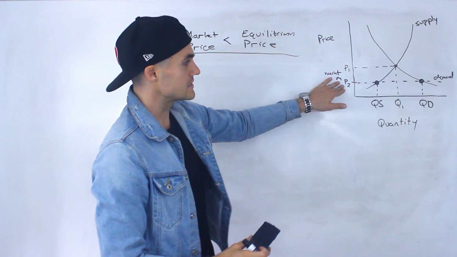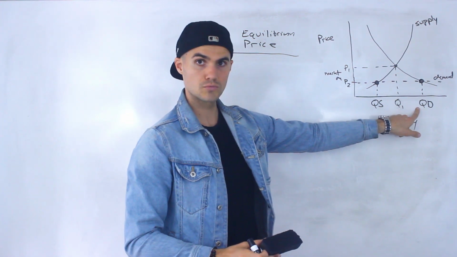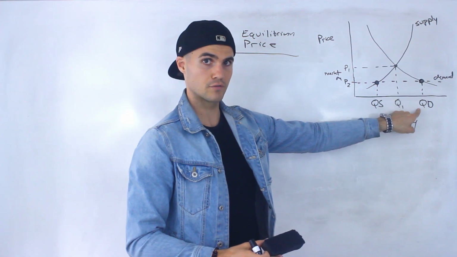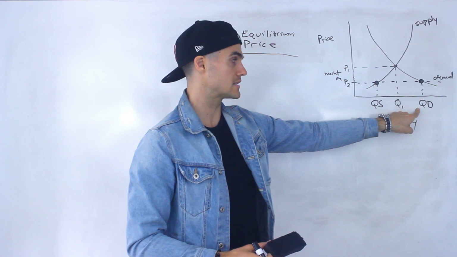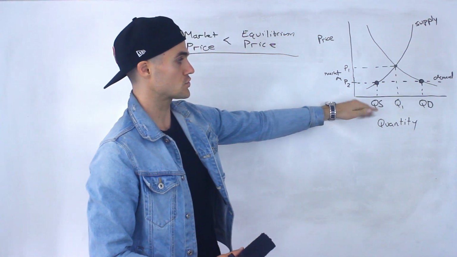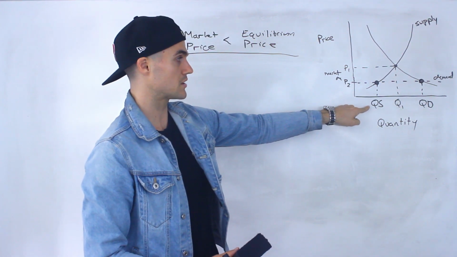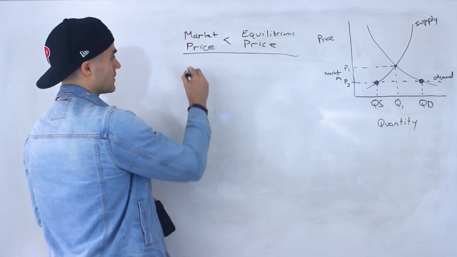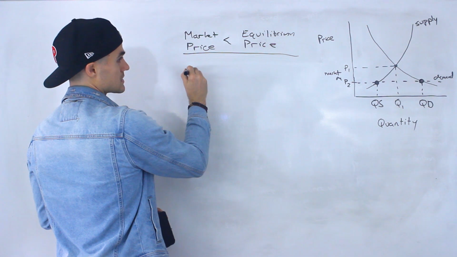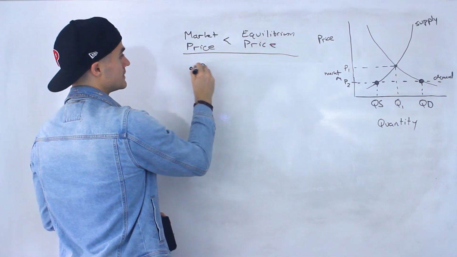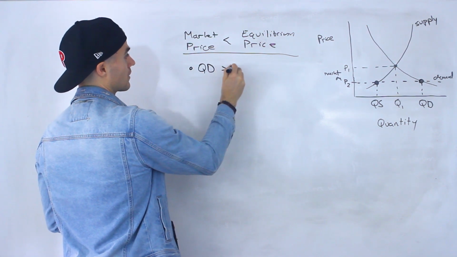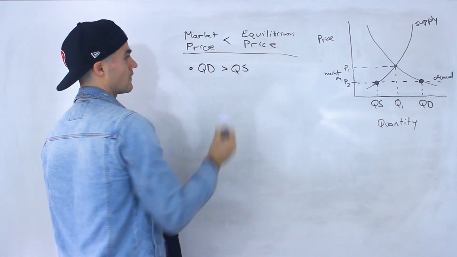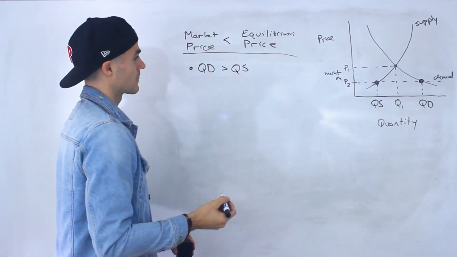So at this price, consumers want this much of the product, that's the demand, but producers are only producing this much. That's how much they're willing to produce at that price right there. And so notice that in this case, the quantity demanded is greater than the quantity supplied.